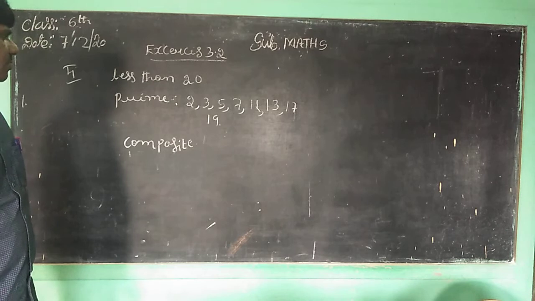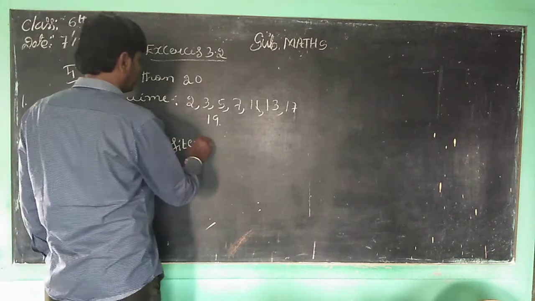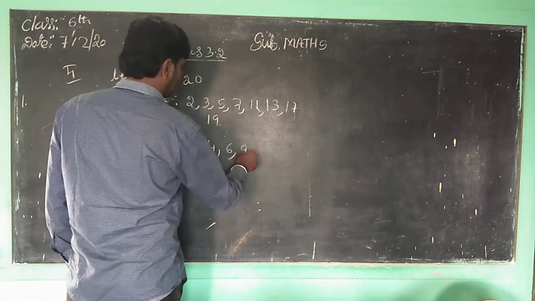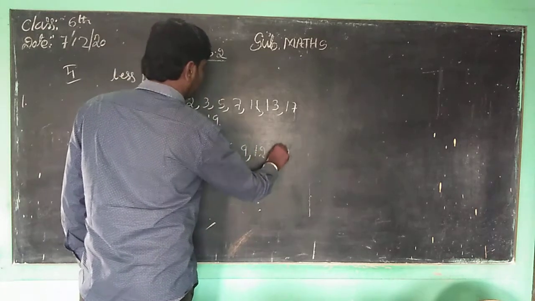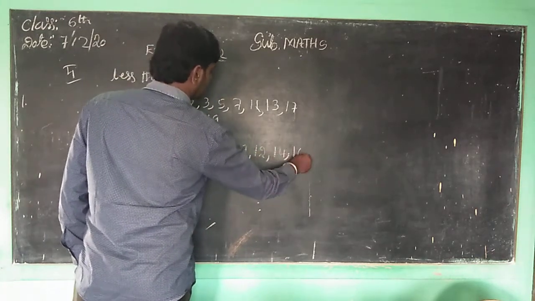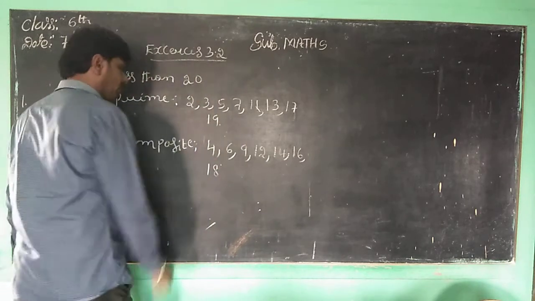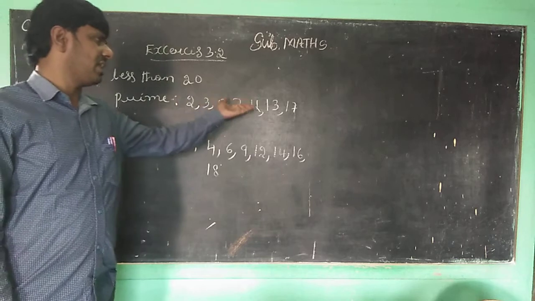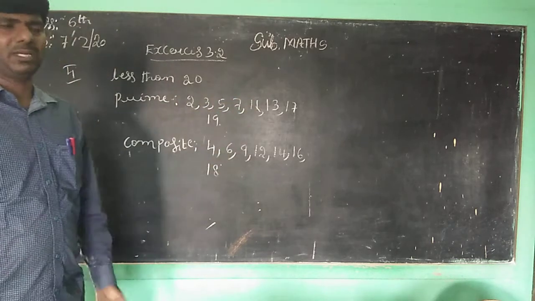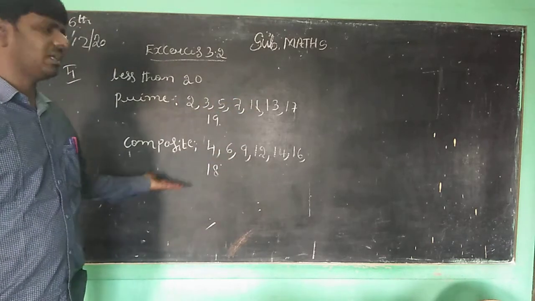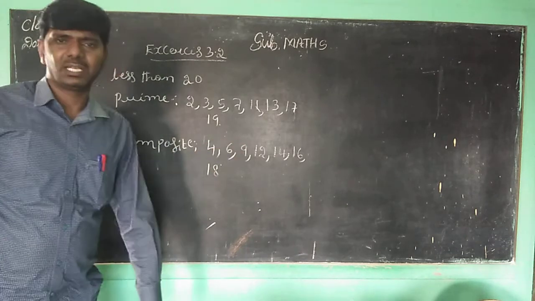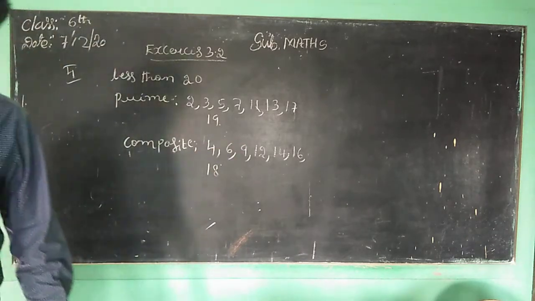Children, now you want to take composite numbers. You want to write 4, 6, 9, 12, 14, 16, 18. These are less than 20, correct? Here 2, 3, 5, 7, 11, 13, 17, 19 are prime numbers having only one factor. Composite numbers less than 20 are 4, 6, 9, 12, 14, 16 and 18. Correct, children? You can understand?